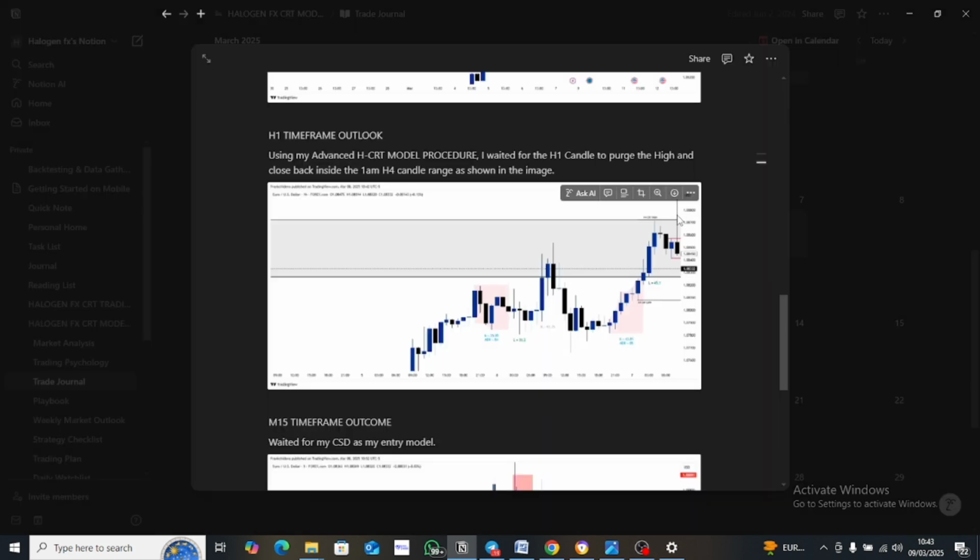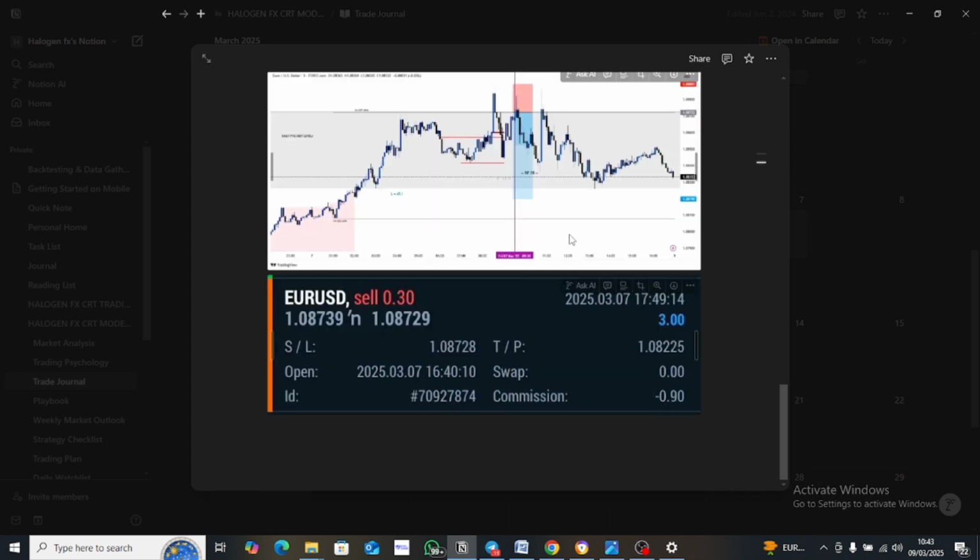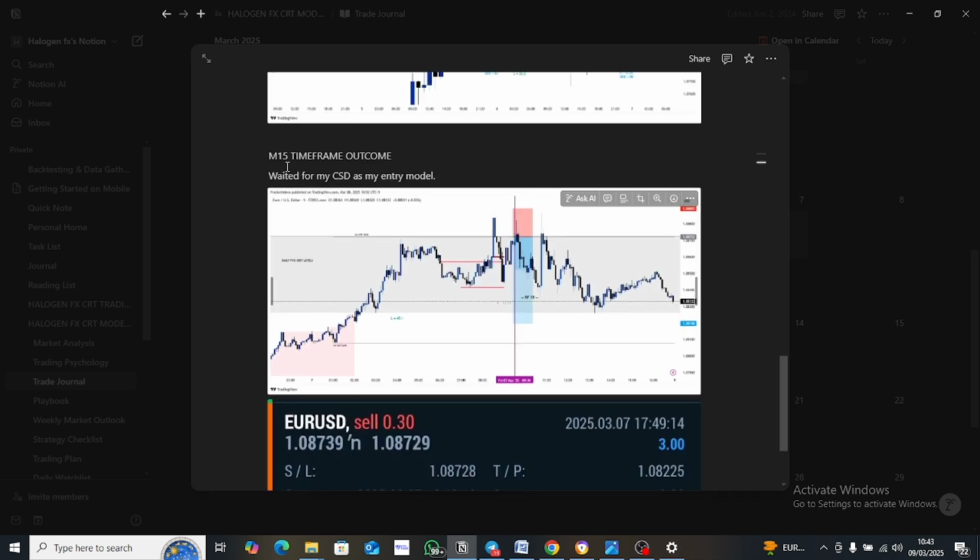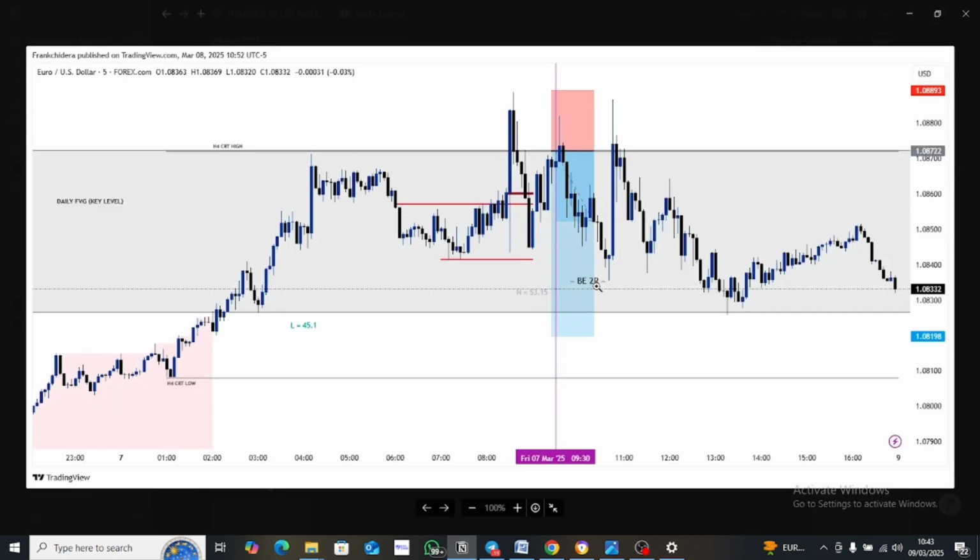So you can see that the market did sweep the high of that 4-hour and close back in. With that, it has given me my trade signal. So I went on my 15-minute time frame to basically wait for my change of state of delivery as an entry model. You can see price tapped me in, went straight in my direction. Upon seeing price reach 1:2, I went break even, and you can see price stopped me out with this candle and still went in my direction.